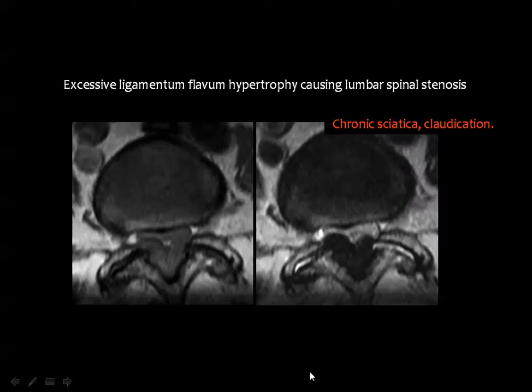This is an extreme example of how extensive hypertrophy of the ligamenta flava can affect the diameter of the spinal canal. Actually, if you measure the diameter of the spinal canal, it may be normal, but the cecal sac is markedly compressed and flattened against the posterior border of the vertebra, and most of the spinal canal is occupied by this very dark structure representing the hypertrophied ligamenta flava.